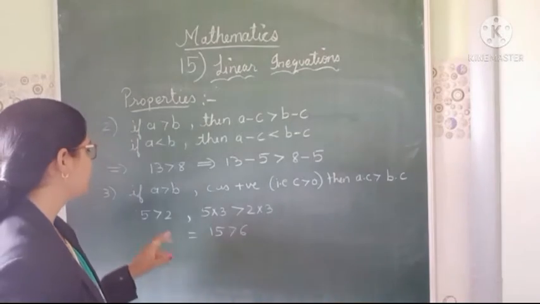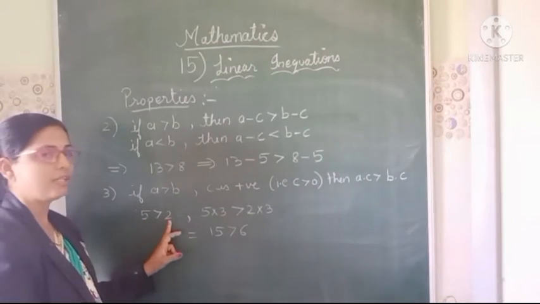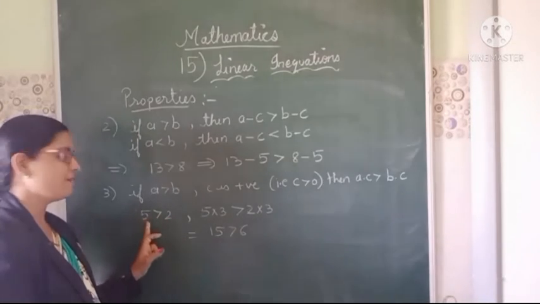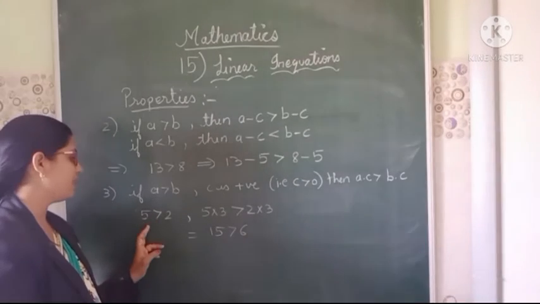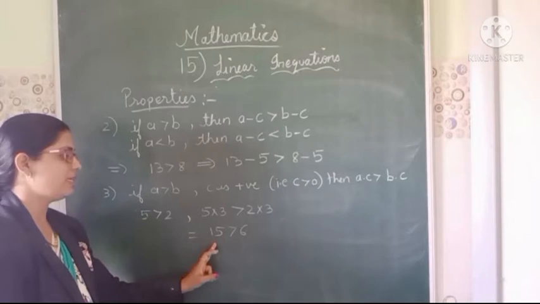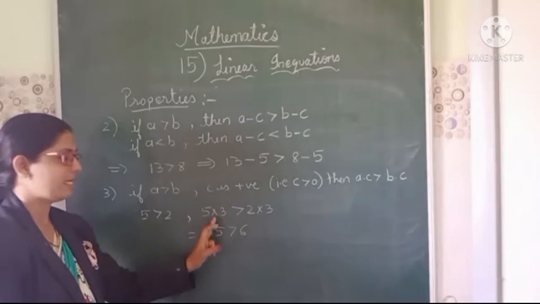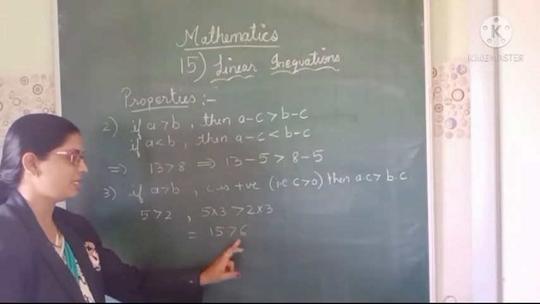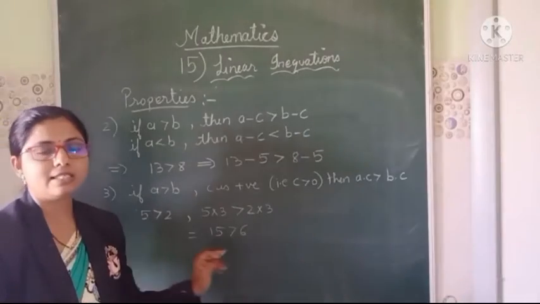Okay. That means suppose the number is 5 is greater than 2. Here it implies that 5 is greater than 2. So in the same way, if you multiply both sides by 3, you can see 5 times 3 is 15, 2 times 3 is 6. So 15 is greater than 6.